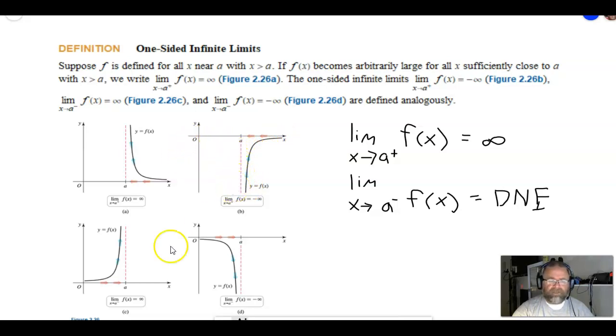There's nothing over there. This one here, from the left, we're approaching positive infinity, but from the right, nothing. So it does not exist. And then here, from the left-hand side of a, we're approaching negative infinity. Remember, we're talking about our y values. Our y values are approaching negative infinity as our x values get closer and closer to a. So the left-handed limit for this one would be negative infinity, and the right-handed limit for this one would be does not exist.